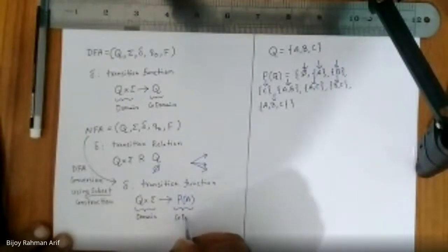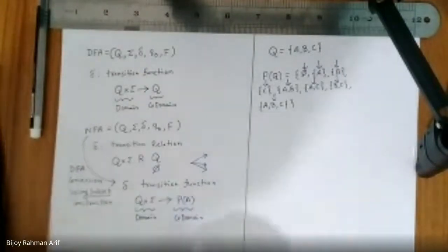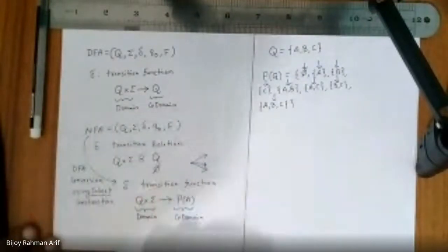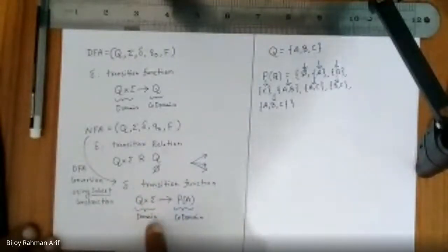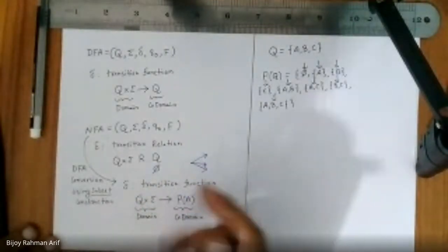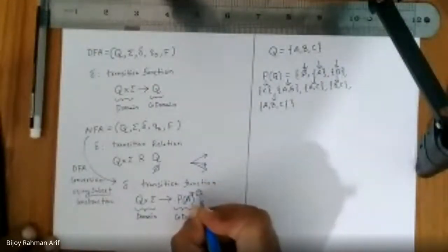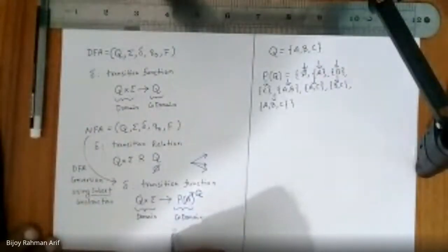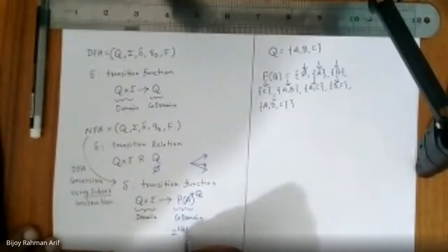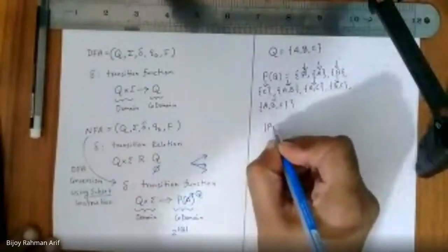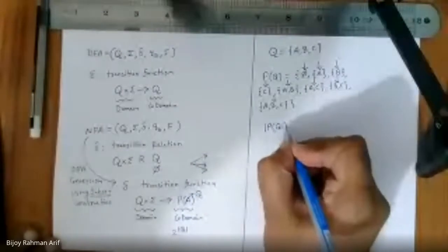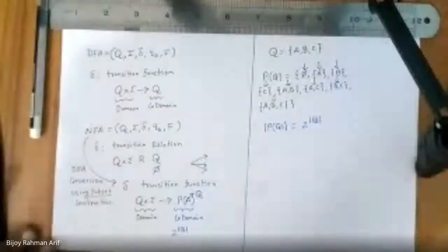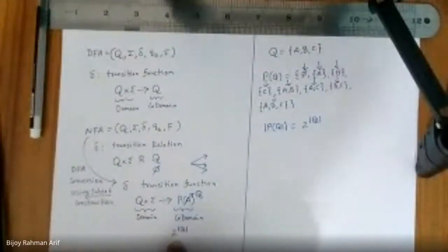So that is the main essence of subset construction. Initially, in NFA, it was a relation. After conversion, it becomes a function from Q cross sigma to the power set of Q. Is that clear to you? That is the main technique. Often we write it as 2 to the power Q, because the cardinality of the power set is 2 to the power of the number of states in the original set.